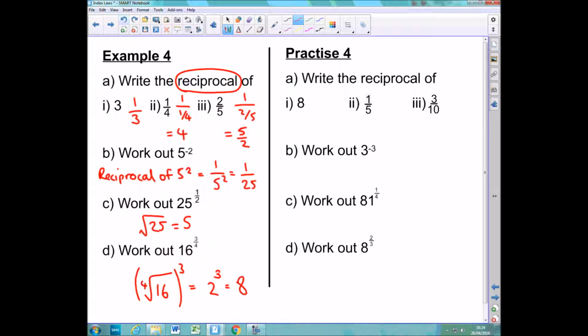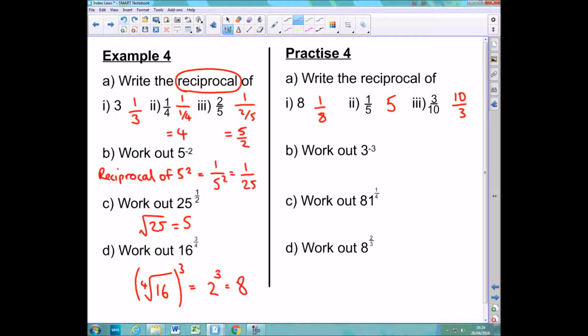So again, have a go at these questions over on the right here. Pause the video and see how you do. Okay, so starting with the reciprocal questions. Firstly, I want the reciprocal of 8. That is just 1 over 8. The reciprocal of 1/5 is 1 over 1/5, which just ends up being 5. And the reciprocal of 3 over 10 is just 10 over 3. That fraction flips over on itself.